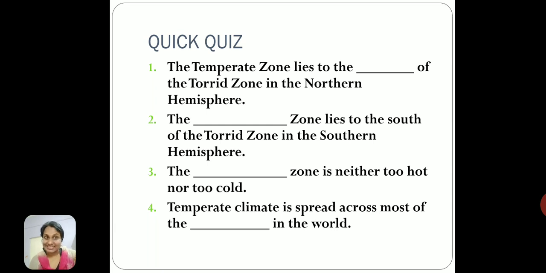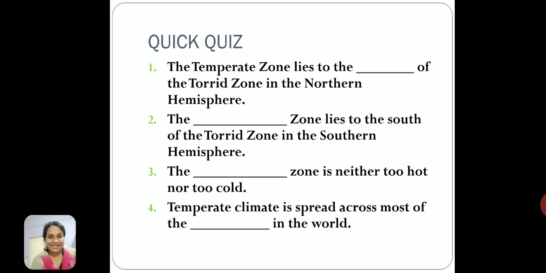So the first question: the temperate zone lies to the blank of the torrid zone of the northern hemisphere. So where does it lie? I'm going to give the answer, so think about the answer. Second, the blank zone lies to the south of the torrid zone in the southern hemisphere.